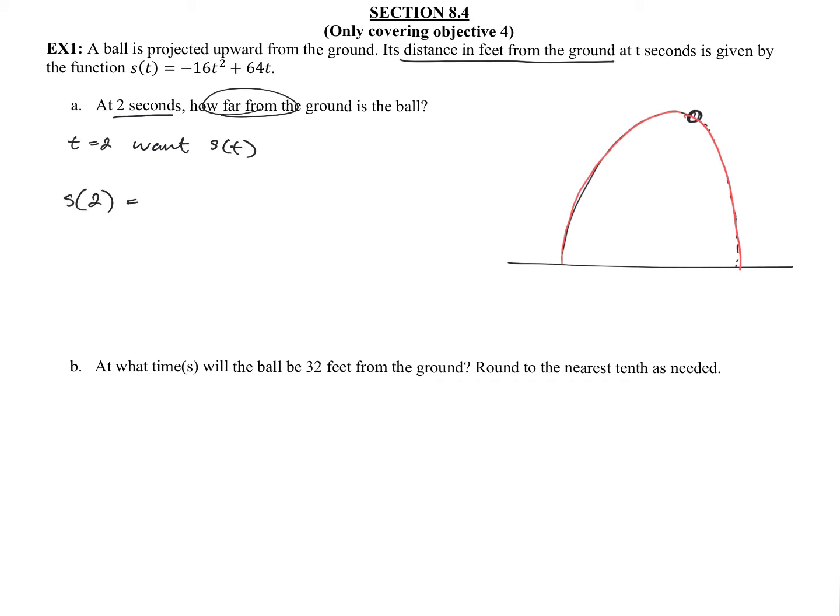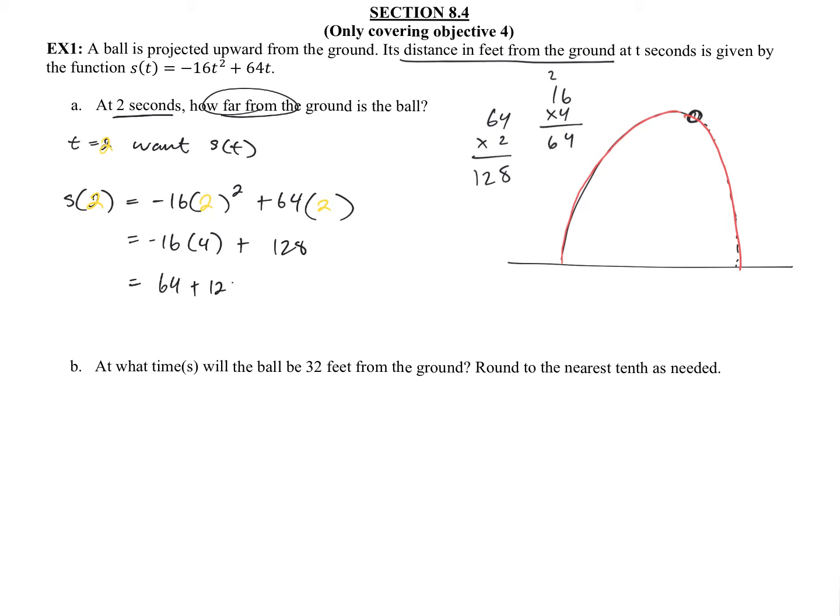s of 2 equals negative 16, and once again we're inputting 2 for t. And we get negative 16 times 4 plus 64 times 2. 64 times 2 is going to be 128. And then, let's see, what is 16 times 4? 16 times 4 is going to be 64. So we have negative 64 plus 128. Let's go ahead and do that subtraction.